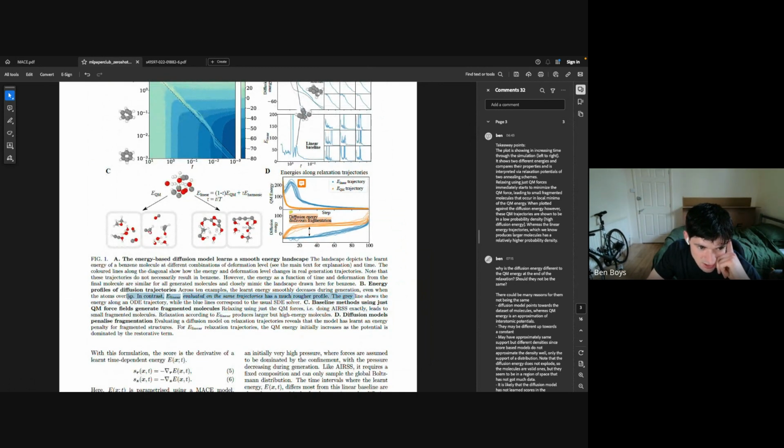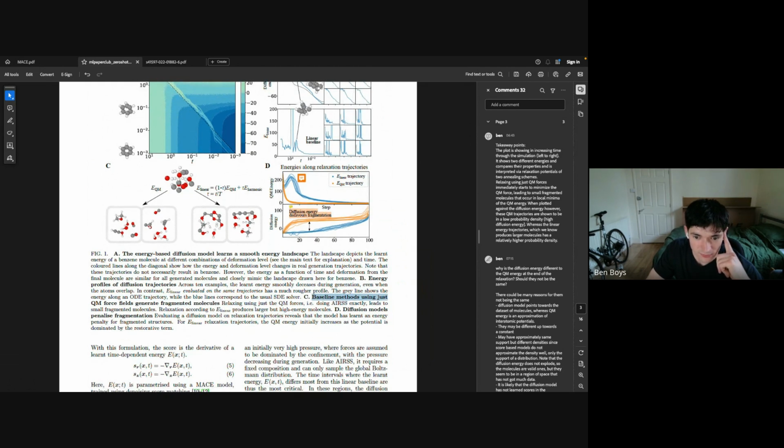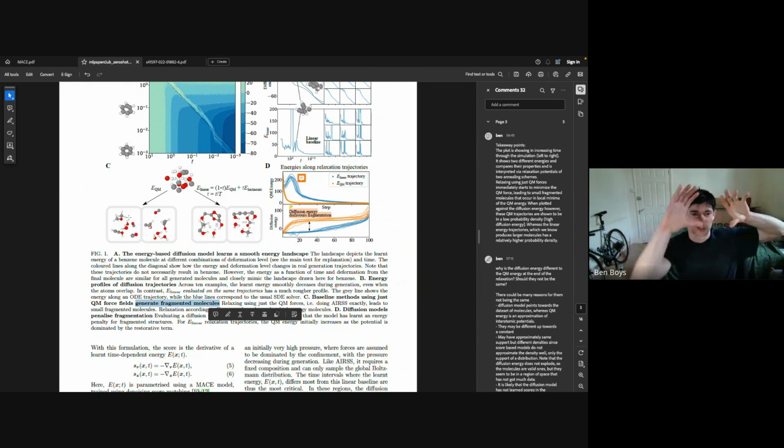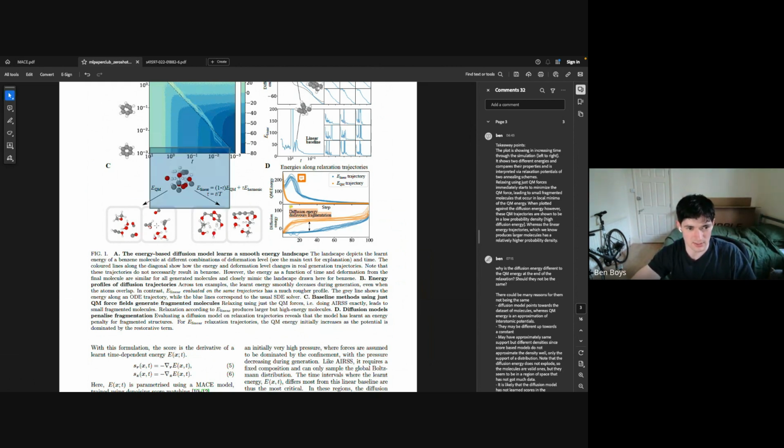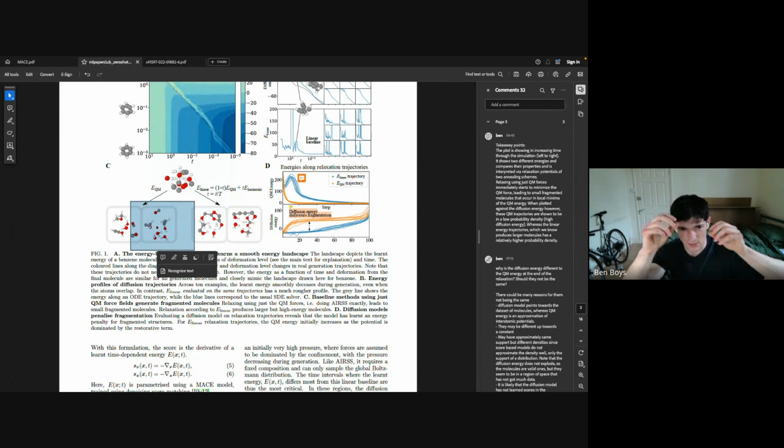So the gray line shows energy along the ODE trajectory. Okay. The baseline method, the E linear, using just quantum mechanical force fields, generates fragmented molecules. That's a relaxation of uninteresting point cloud soup states, relaxation to make them physical. So you're just going to get carbon atoms clumping together, oxygen atoms clumping together, hydrogen atoms clumping to an oxygen atom. It's the closest way to get to a local minima, because it's quite a rough energy landscape.